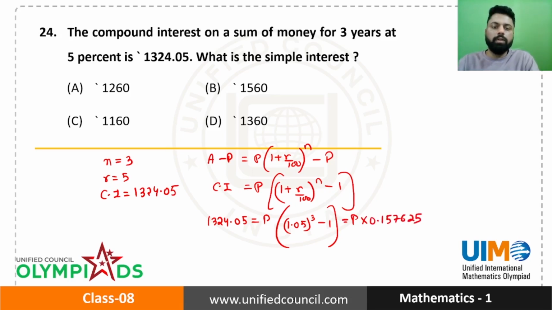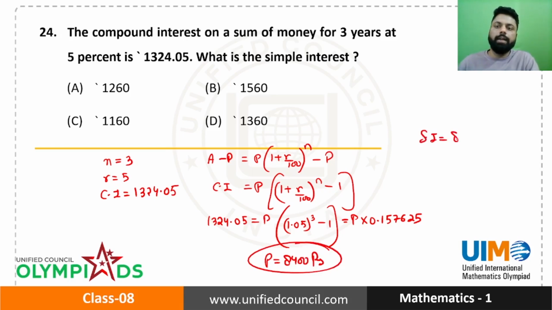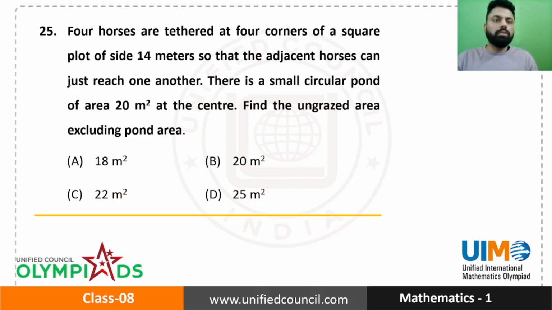0.157625. 1324.05 divided by 0.157625. Principal is equal to 8400 rupees. Now what is the simple interest? So simple interest is equal to 8400 multiplied by time multiplied by rate of interest upon 100. This will get cancelled out. So multiply by 3, multiply by 5. That is equal to 1260 rupees. A option.